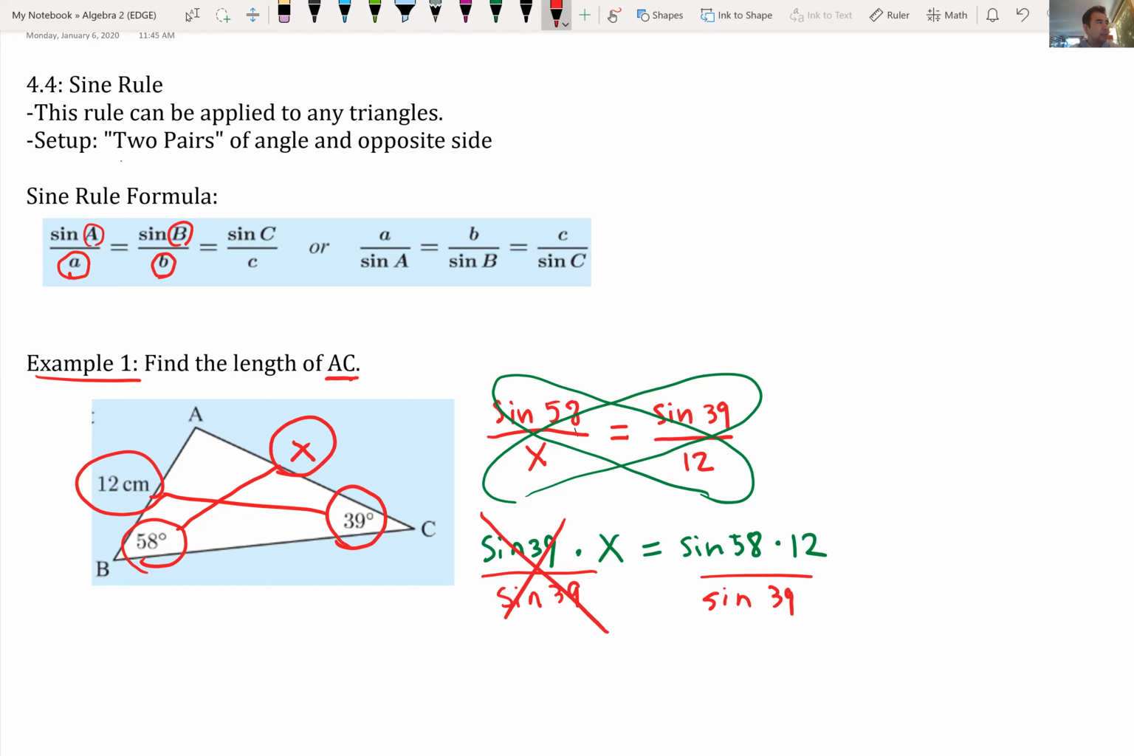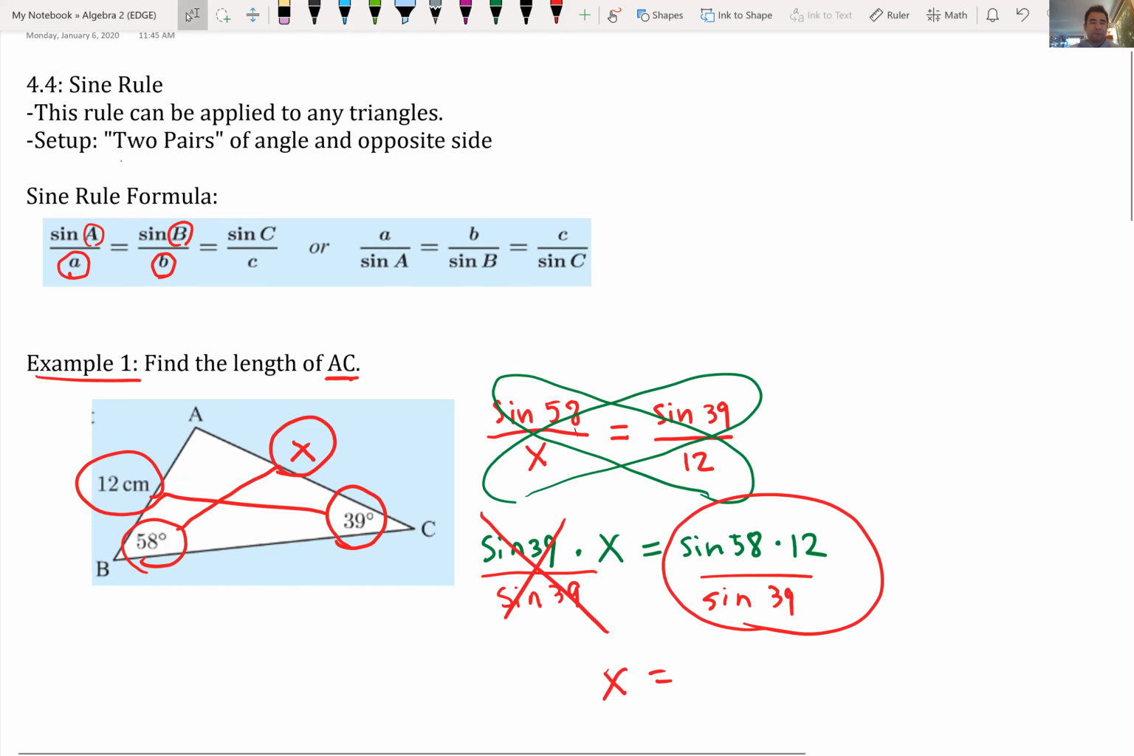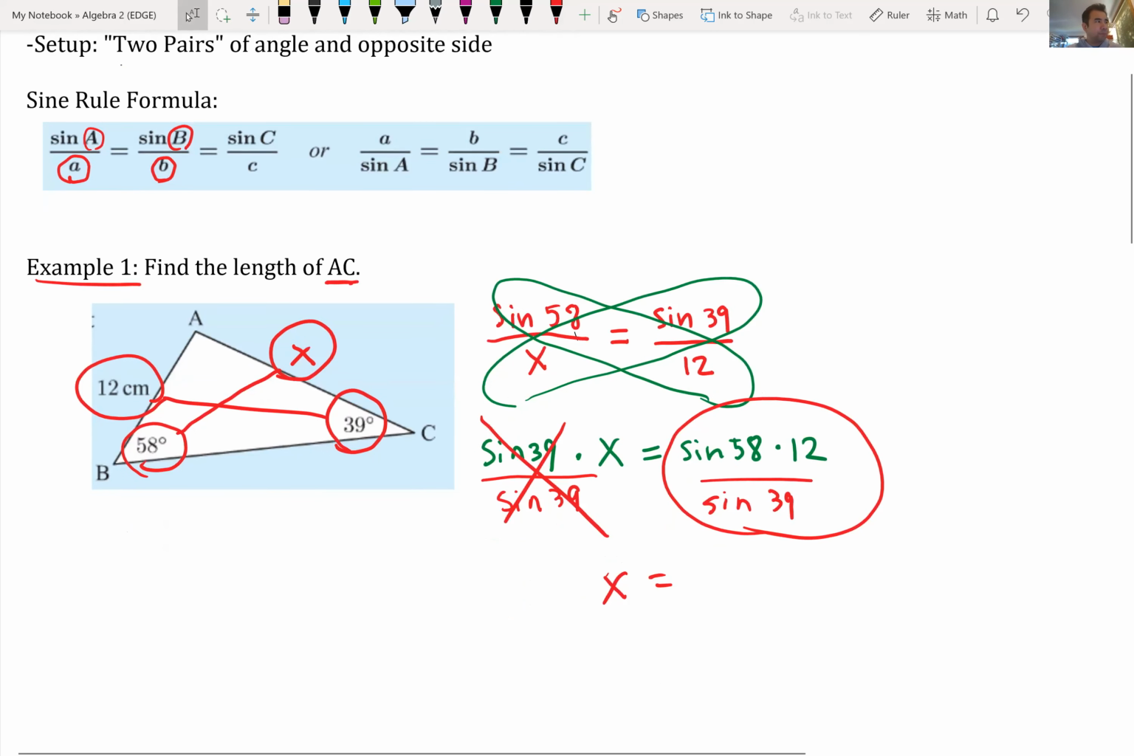So let's take out a calculator to do that. Sine of 58 times 12 divided by sine of 39. What did you guys get? What do you have for x? Can everybody do that calculation right here? 16.2 centimeters.